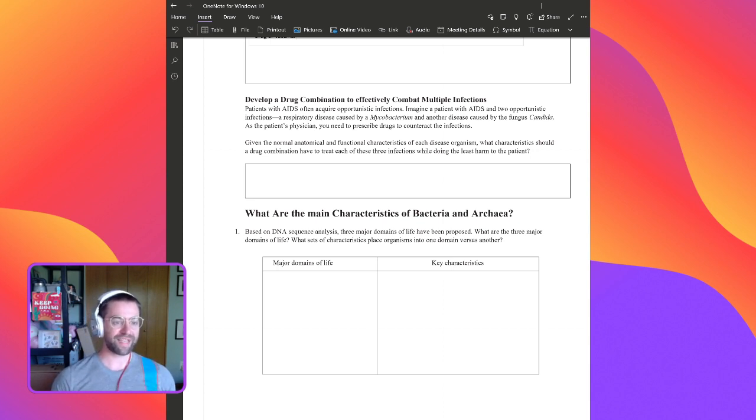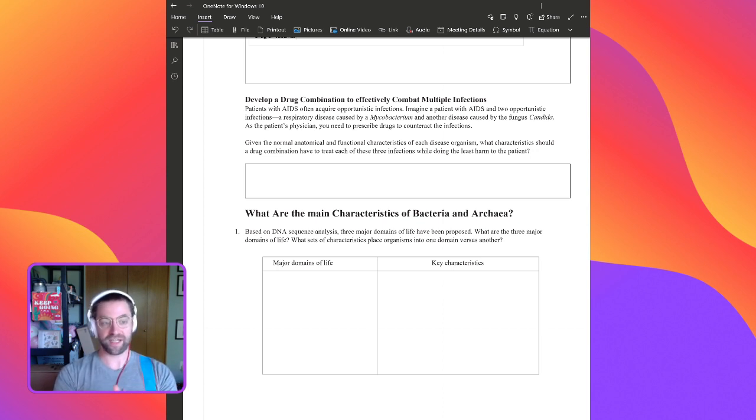Given the normal anatomical and functional characteristics of each disease organism, what characteristics should a drug combination have to treat each of these 3 infections while doing the least harm to the patient? We have a very small box to type in here, and I have a ton of notes because there are a lot of possible answers here. And if you're watching this in the future and you want to pause the video and go work on this, do it.